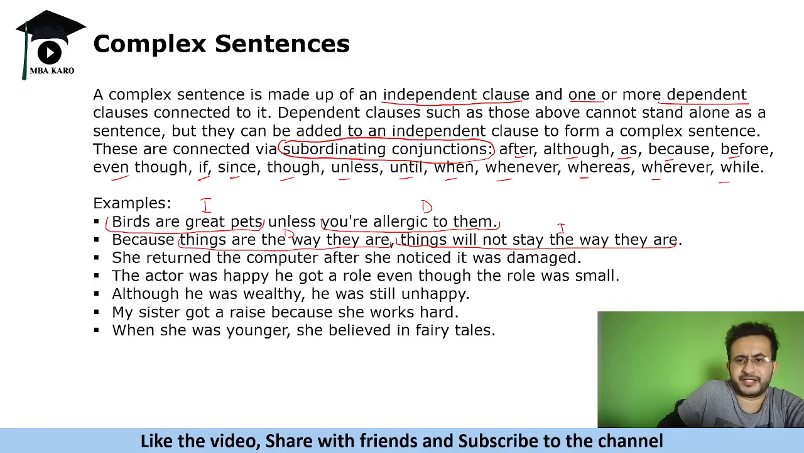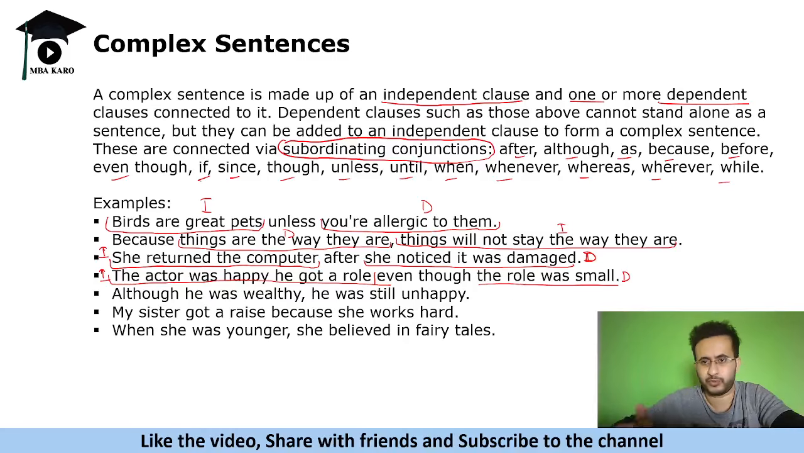and this is independent. Similarly, she returned the computer after she noticed it was damaged. So this is independent: she returned the computer. And when did she return? After it was damaged. So this is dependent and this is independent. The actor was happy he got a role even though the role was small. So the role was small is depending on this thing, right? If I say that sentence separately, it does not make any sense, right? The role was small. So we do not know what role we are talking about. But if we include it with the given sentence, the actor was happy, we know that this is talking about this role.